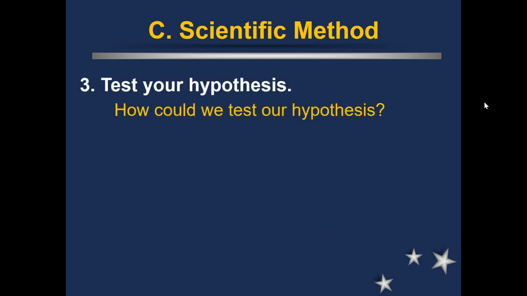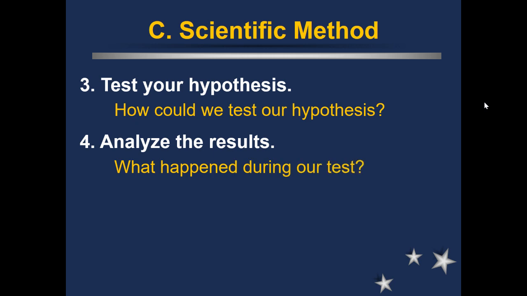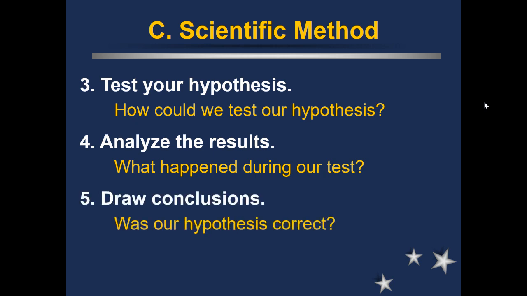Testing the hypothesis, I mentioned we could test it with a tank, a tub, a sink. Analyze the results. Well, you need to measure this. So, in a tank, a tub, or a sink, you could use a ruler, a meter stick, a rope. You could mark lines on the side of the container. So, what happens during our test? Did the water go up? Did it go down? And then from that, we can draw conclusions. Was your hypothesis correct? Do you have to revise your hypothesis? Do you need to test it again? What would you do differently?